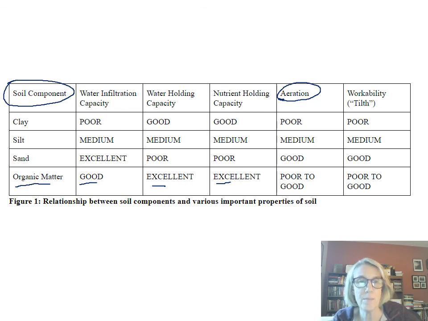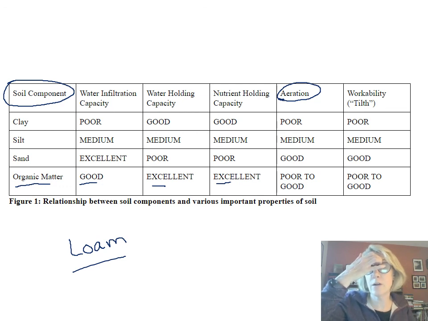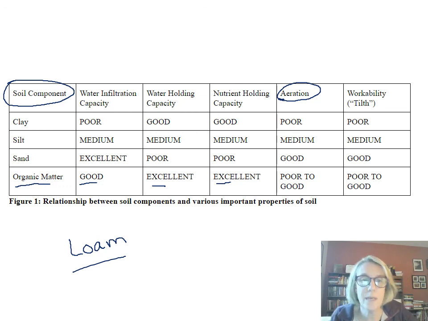So you can probably make an argument now to understand why loam is what we think of as the better soil, because loam contains roughly equal amounts of all of these. So by mixing them together, we get sort of the best overall quality. Okay.